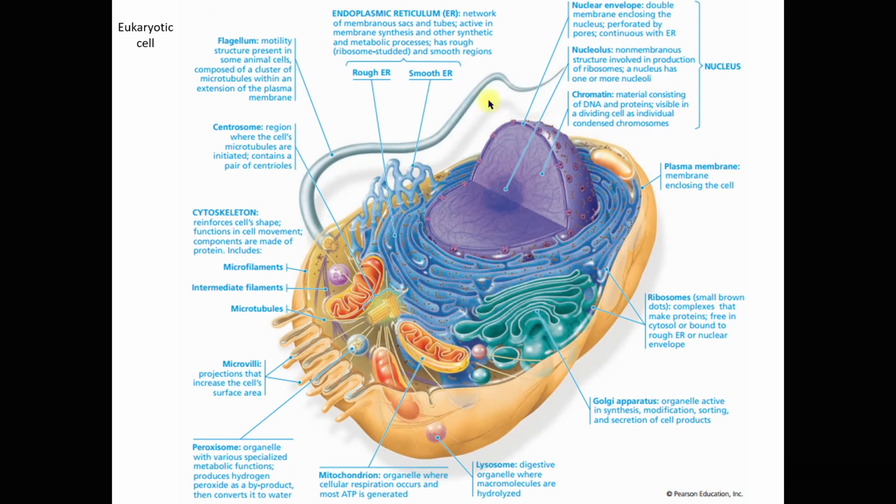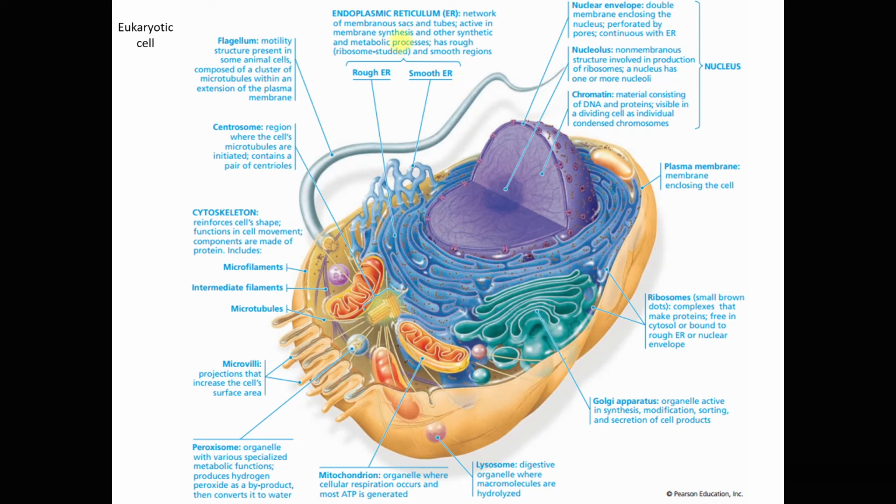And then finally we have the flagellum, which is a motility structure present in some animal cells. Not all animal cells have this flagellum, only some, and it is composed of a cluster of microtubules. Can you see these microtubules here? And you know microtubules originate from the centriole. So this flagellum is composed of microtubules within an extension of the plasma membrane.